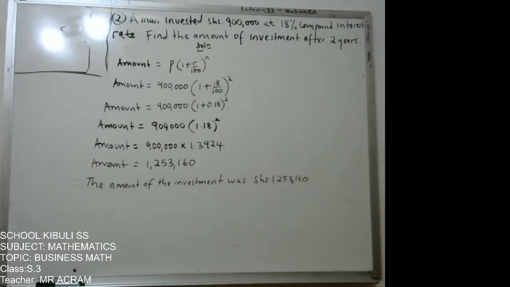So that was example 2. They told us to look for the amount, and we eventually got the amount from there. So that is the amount that we have. Hope you can see the amount very well.